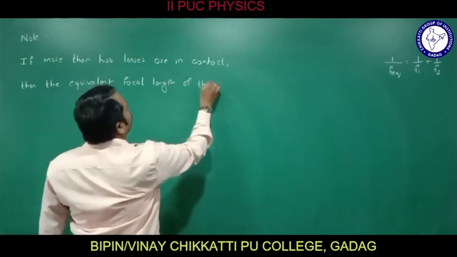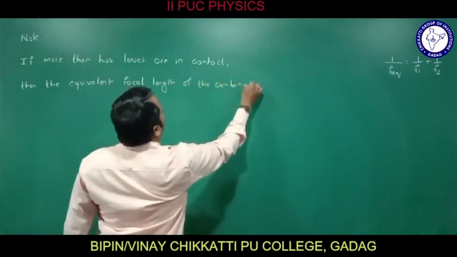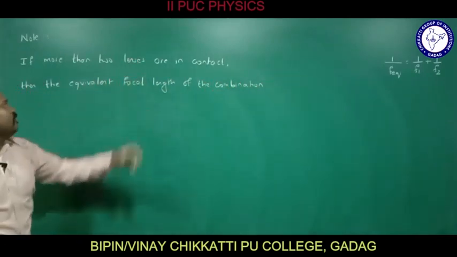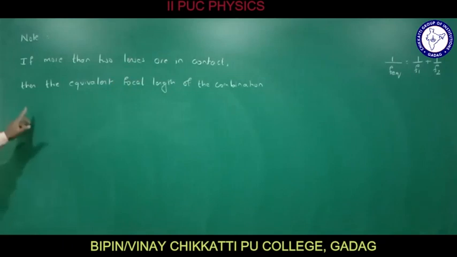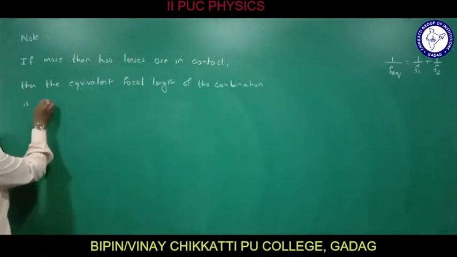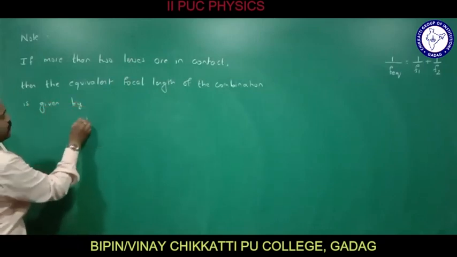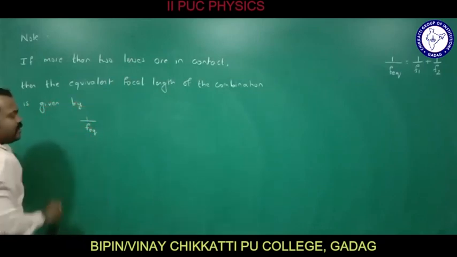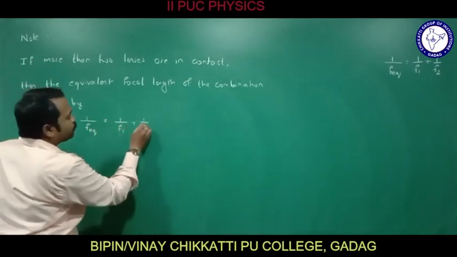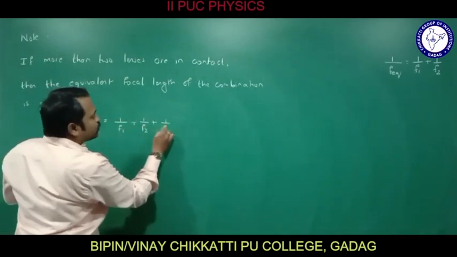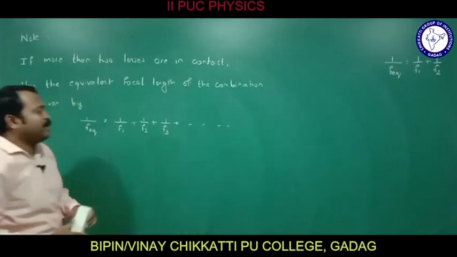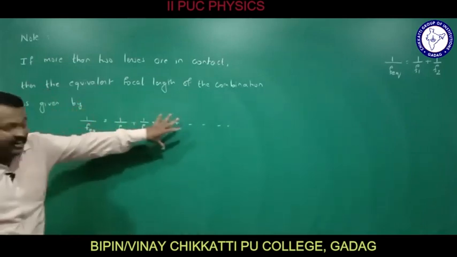of the combination, if more than two thin lenses are in contact, is given by 1 divided by F equivalent equals 1 divided by F1 plus 1 divided by F2 plus 1 divided by F3 if there are three lenses. If there are more than three, in a similar manner we need to continue. So this formula remains the same.